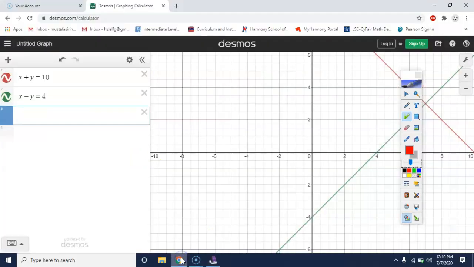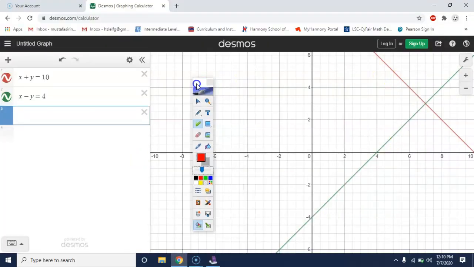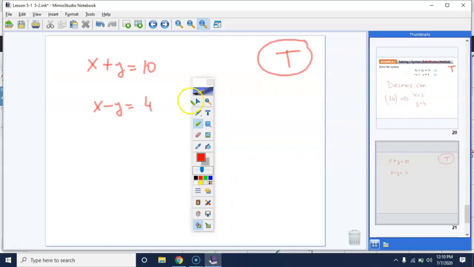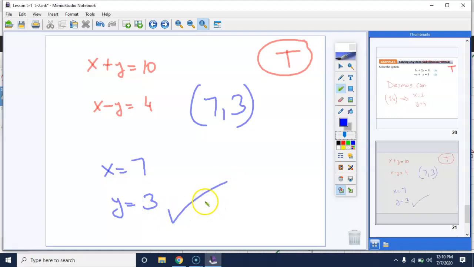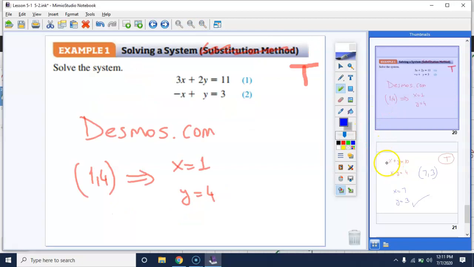Okay, great. Let me see where my intersection point is, which is over here. If you just go on it, it's 7, 3. That's my answer, 7 and 3. Let me write it over here: 7 and 3. That's my answer, which means x should be equal to 7 and y should be equal to 3. So go to Desmos, graph them, see the intersection point, and that's your answer.